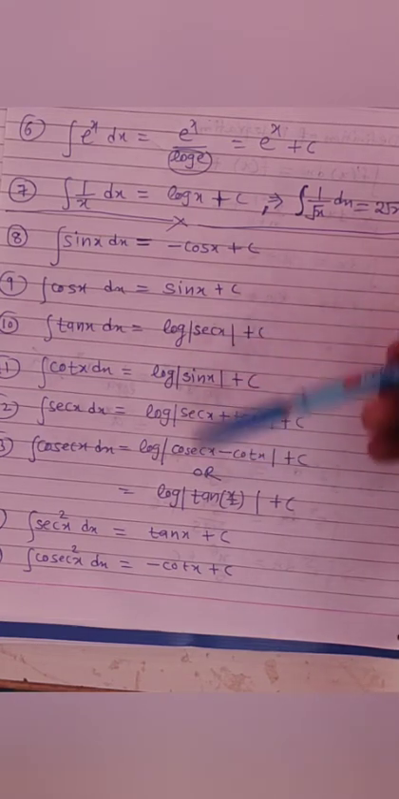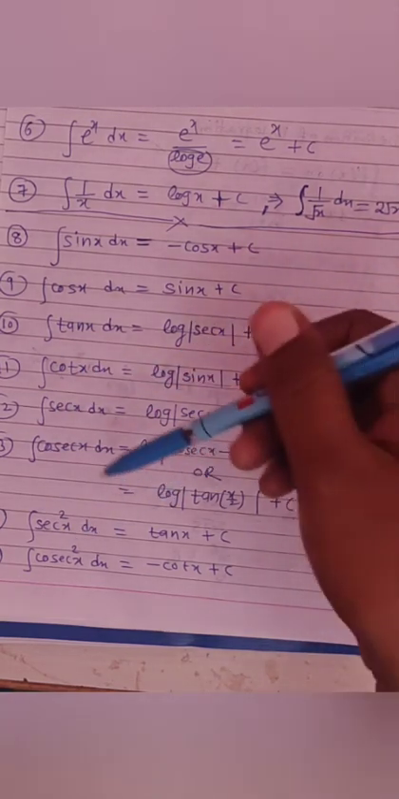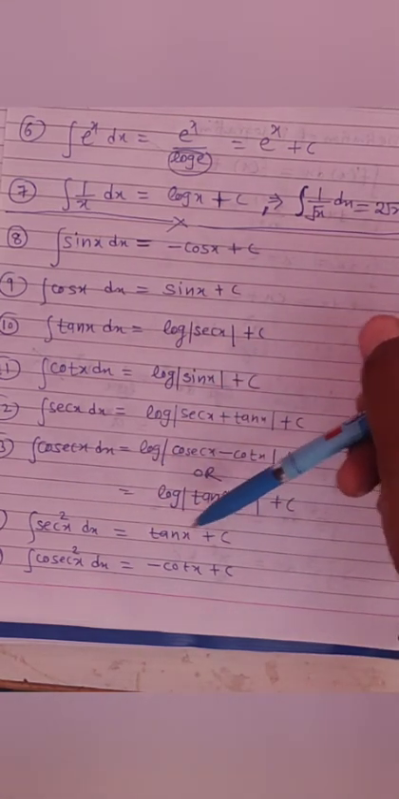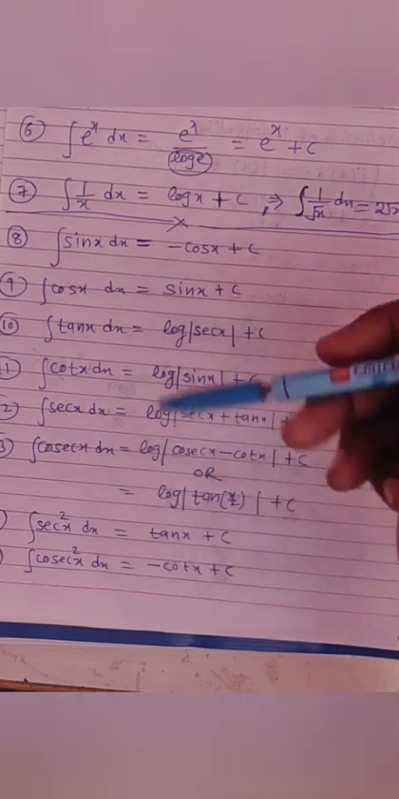If you differentiate these terms, you will get the same term by using the chain rule. Integration of secant square x is tan x plus c. Integration of cosec square x is minus cot x plus c. The last two formulae: integration of sec x into tan x is sec x plus c, and integration of cosec x into cot x is minus cosec x plus c.